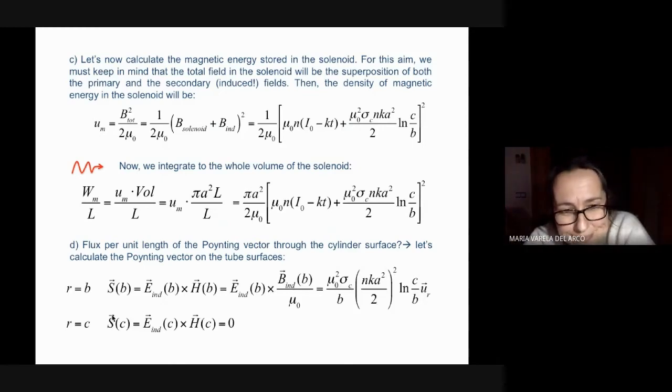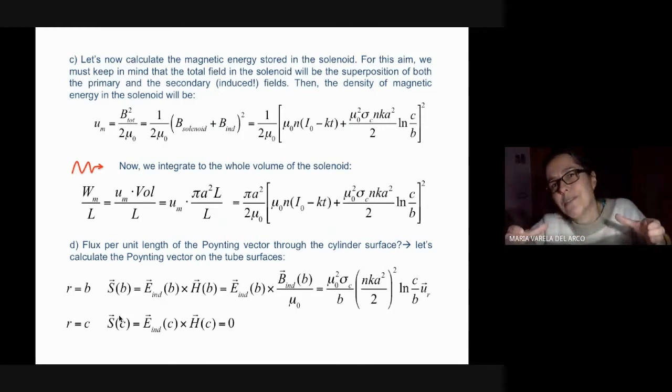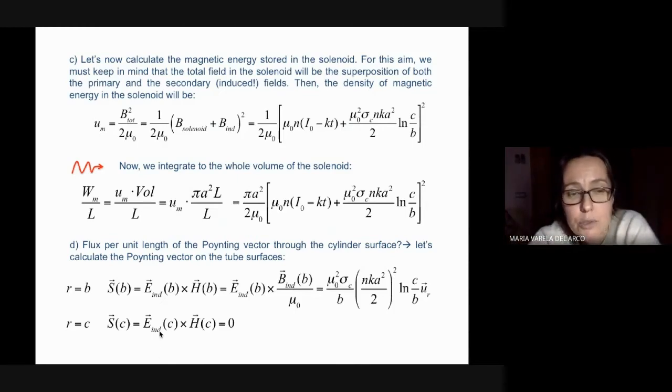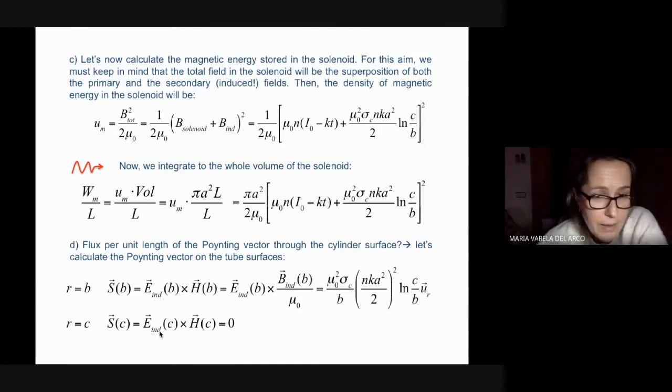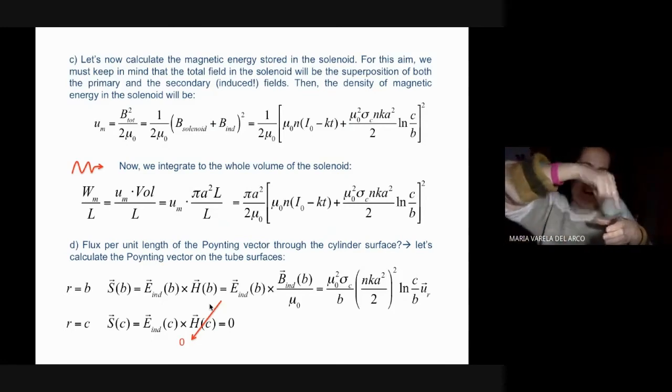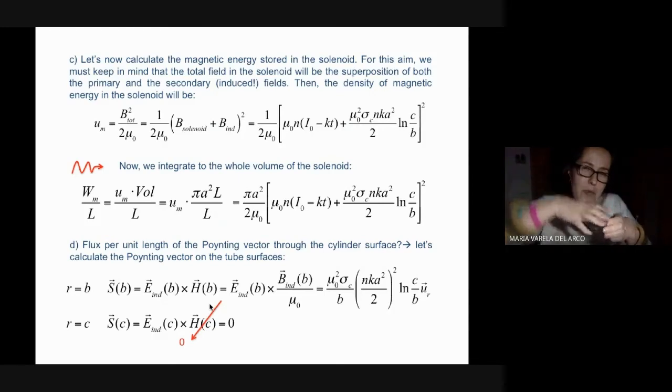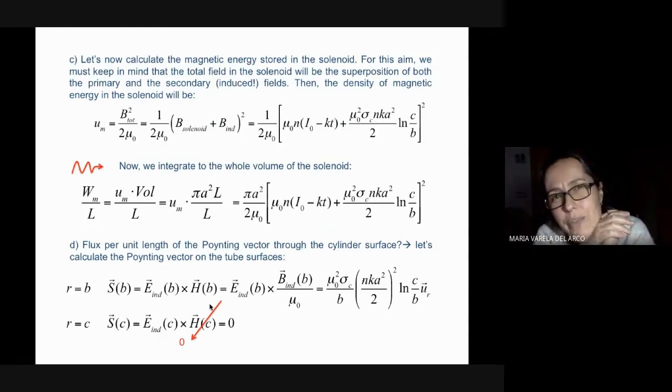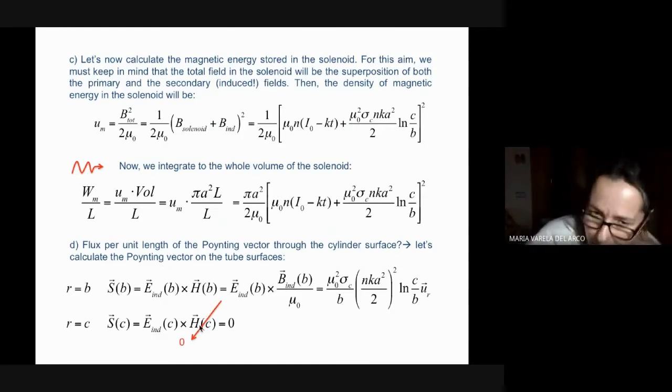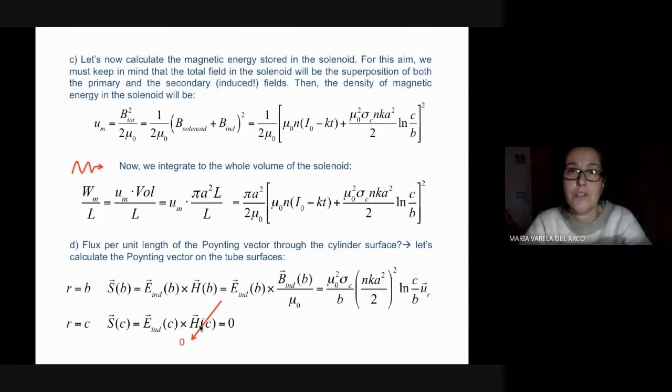How about C? Well, the Poynting vector at the outer surface, and this is interesting, will be the induced electric field at C, which is finite, times H at C. But there is no magnetic field at C. Okay? Because the induced currents are inside the volume contained by a cylinder of radius C. In other words, we are thinking of it like the surface of a solenoid, and there is no field at the outer surface of a solenoid because we are already outside. Okay? So H at C is 0.